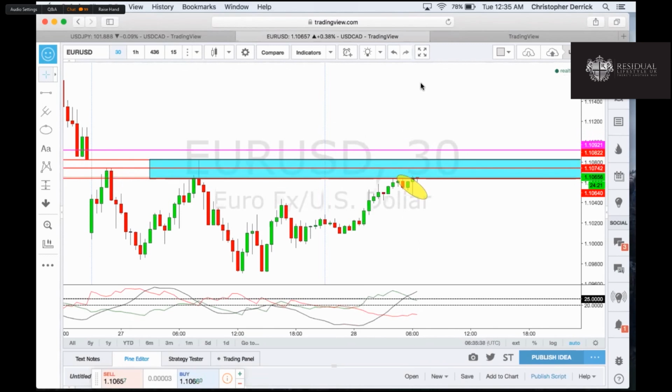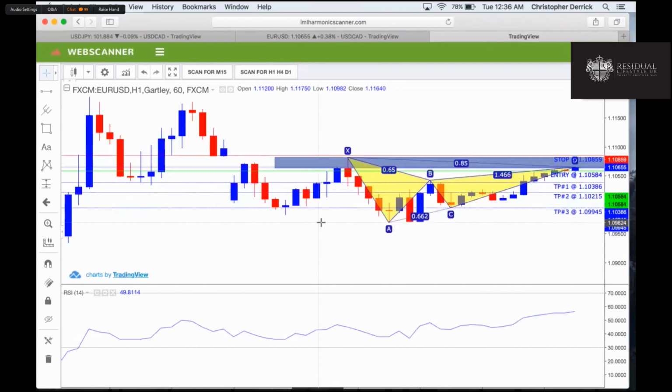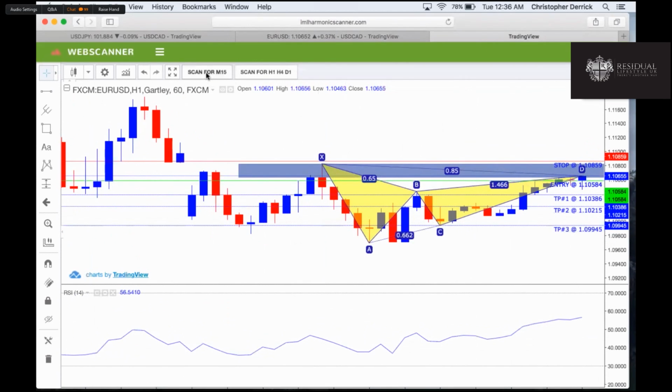So what I would do is I would pick two or three pairs that I'm looking at, and whichever one is responding in the manner that I drew it up, and I have the discipline and the confirmations to enter those trades. Your USD looks the best right now. You want to know why? Because the harmonic scanner gave a Gartley pattern on the hour one. You can also look at the minute 15 and see that there's also a Gartley pattern on the minute 15.